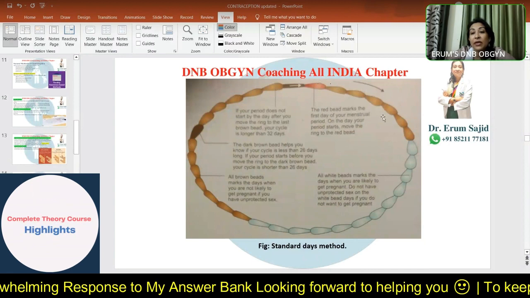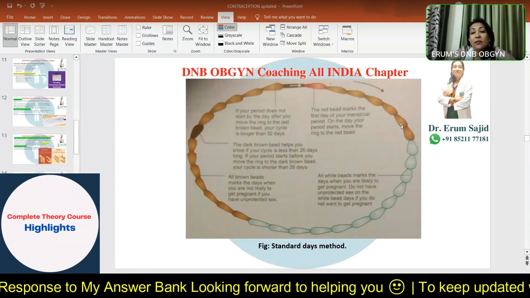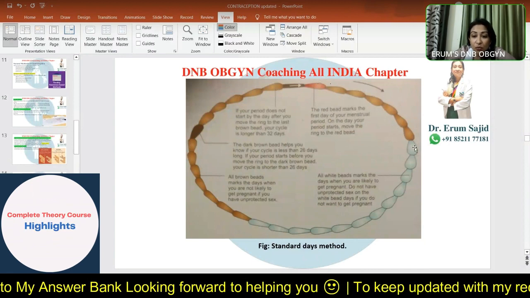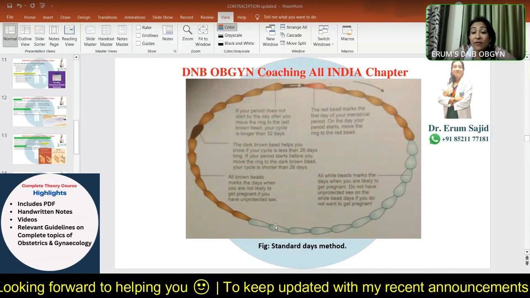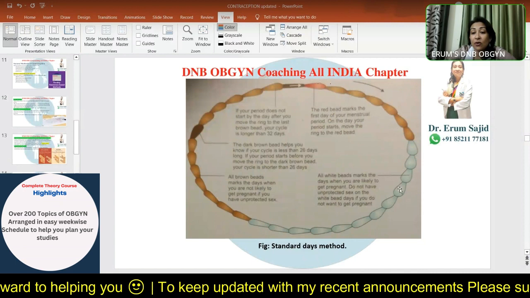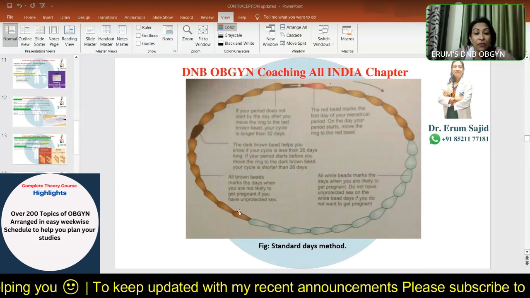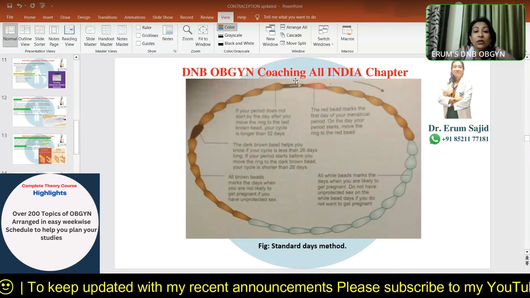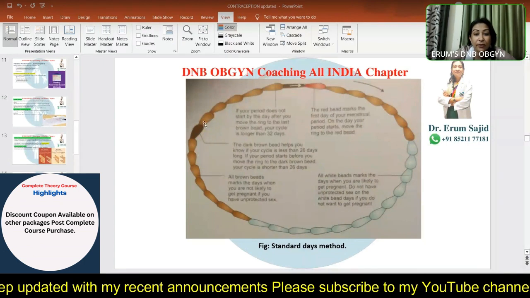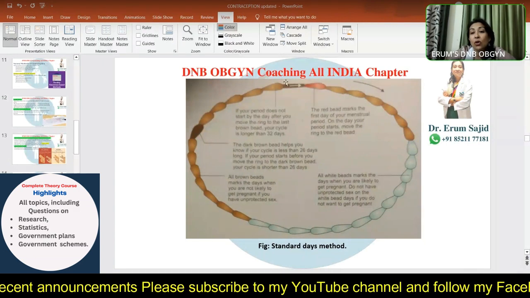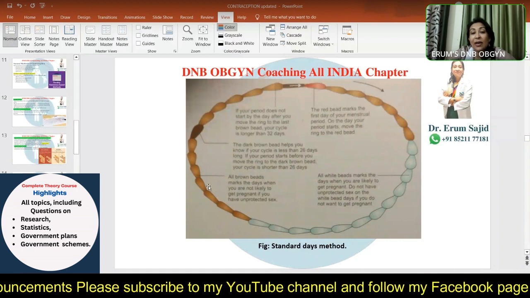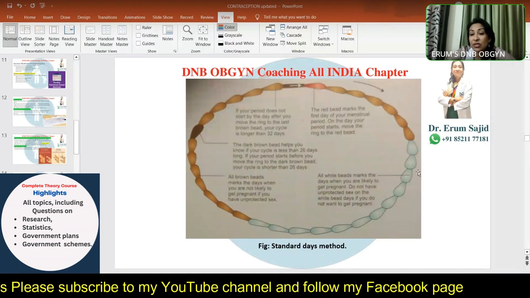And then there are brown beads. These brown beads are the places at which you're safe. And all the white beads, see, do not have unprotected sex, okay? If you don't want to get pregnant. And over here again, you have the safe period starting. So this is the whole circle which will help you understand which days are fertile and which days are not.